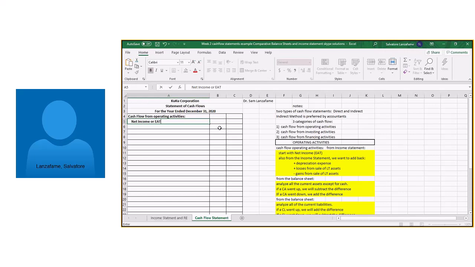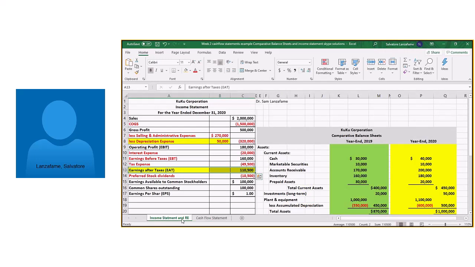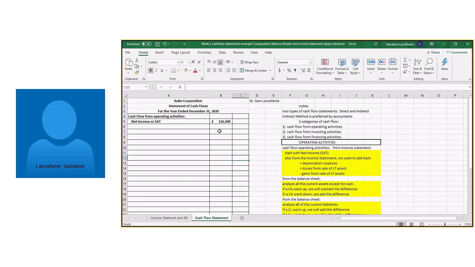Okay, so that amount was $110,500. 110.5. If you're wondering how did I get that, again, came from here. So you're looking for the EAT, or net income after tax. Okay, so earnings is the same way of saying net income. So net income after taxes, or your EAT, 110,500. So that's where that 110,500 came from.